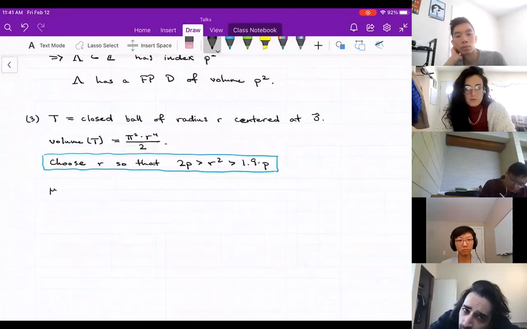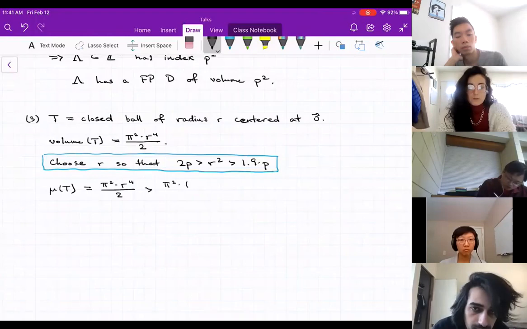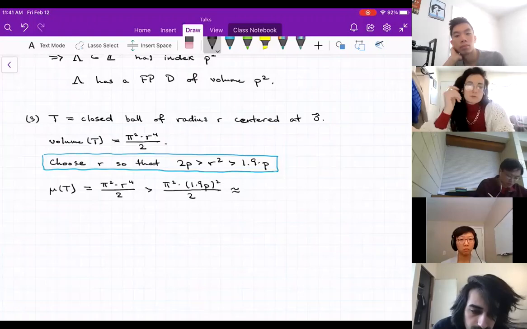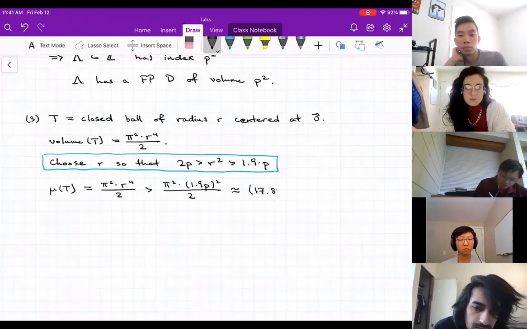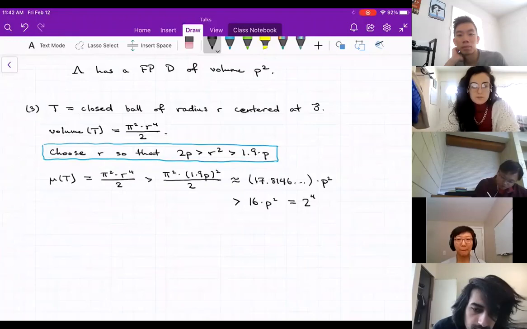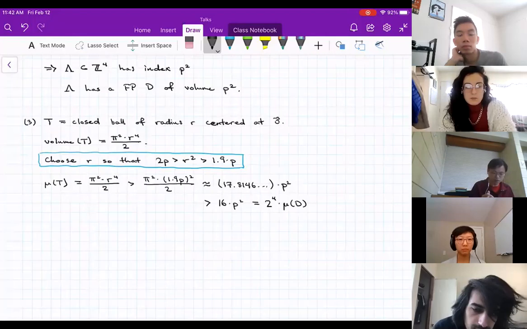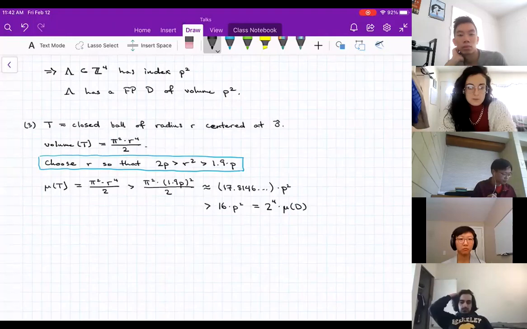Well, the measure of T is pi squared times r to the four over two. This is greater than pi squared times 1.9 p squared divided by two. And if you multiply everything out, this is approximately 8146 and so on times p squared, which is greater than 16 times p squared. And 16 times p squared happens to be 2 to the 4 times the measure of D. Okay, so we're in this scenario where the measure of T is greater than two to the dimension times the measure of D. So now we can apply Minkowski's theorem.